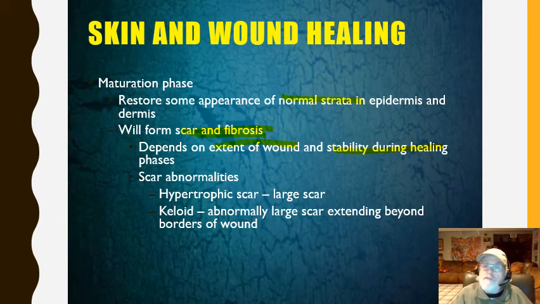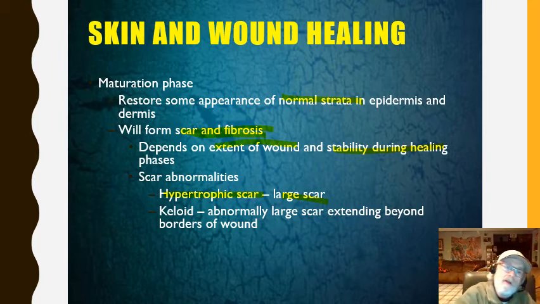If there's a lot of movement, or some people just have a tendency to form larger scars, and sometimes we get what's called a hypertrophic scar. Hyper means excessive, trophic means development. Hypertrophic scar is a larger scar. Some people actually are what are called keloid formers, and keloids are scars that go way above and beyond. These are like monster scars, you know?